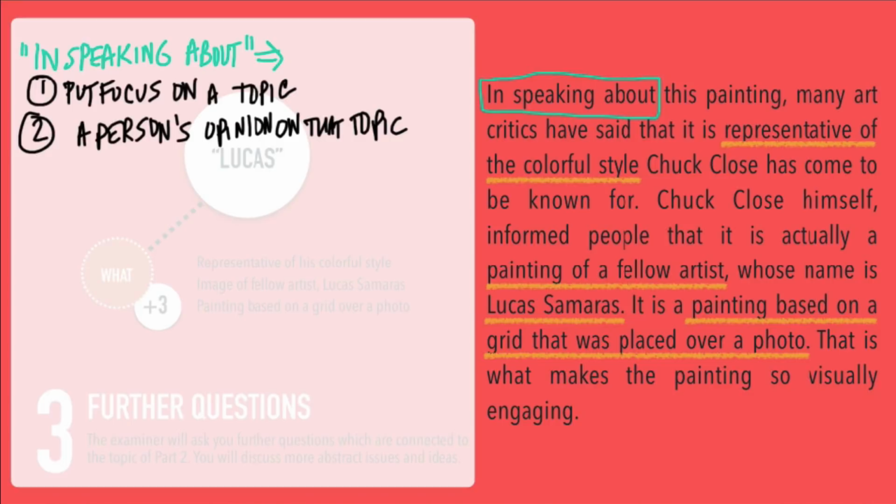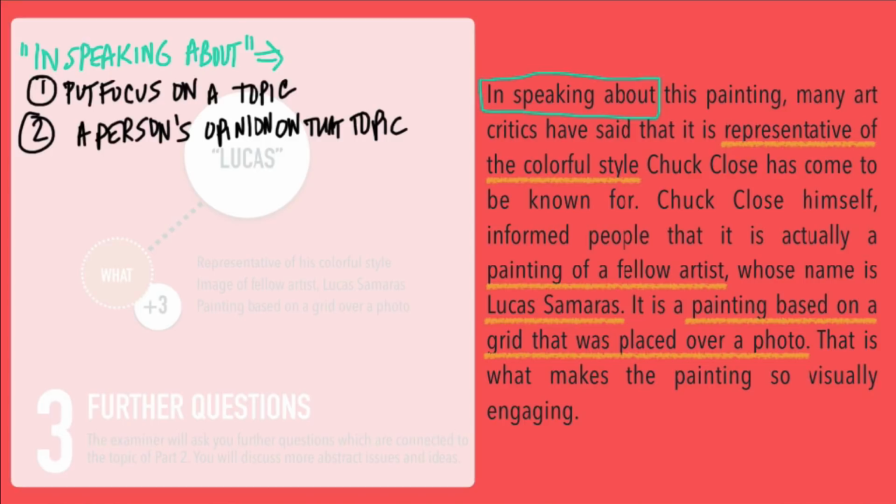So, for example, in speaking about this car, my uncle said that it's the best car for people who are on a budget. So what happened? What was the topic? This car. Who was the person? My uncle. And what was his opinion? It is the best car for people on a budget.